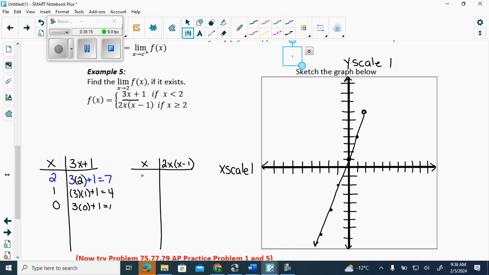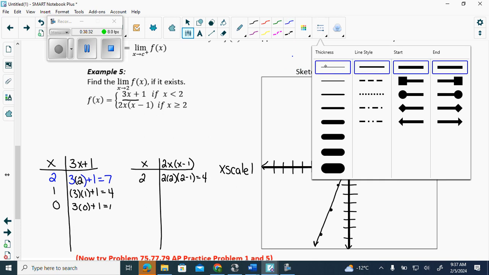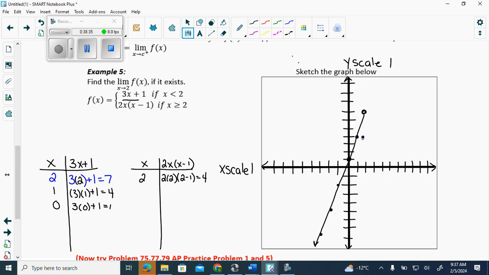So I'm going to plug in the 2, and I'm going to get 2 times 2, and then 2 minus 1. So it's going to be 4 times 1, which is 4. So now I have 2, 4, closed dot. And that's the start of my right-hand side of this graph. Then I'm going to plug in 3. So I get 2 times 3, and then 3 minus 1. So I'm going to get 6 times 2, which is, oh, that really jumped.